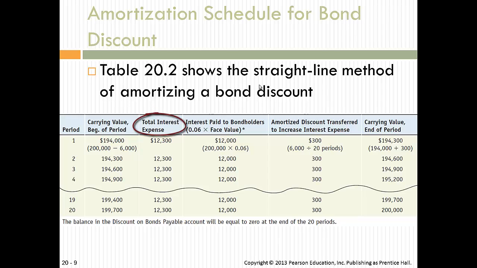Next, we have total interest expense. Notice that this is the same amount every time. That's due to using straight line amortization. Next, we have the interest paid to bondholders. This refers to the amount of cash being paid to bondholders. It's important to not confuse interest expense and interest payment. The interest payment is based on what the bond certificate says it will pay.